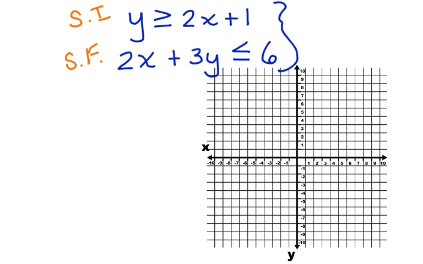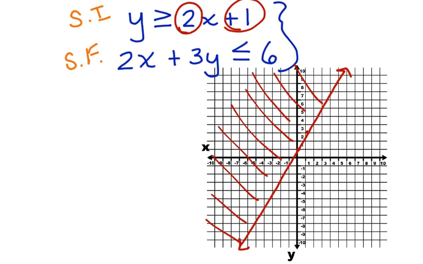Let's graph the first inequality. y equals 2x plus 1 gives us a slope-intercept form. 2 is our slope, 1 is our y-intercept. Let's graph the line. Here's the graph of the line. And because y is greater than or equal to, we're going to shade everything above the line. Now let's graph the next one.